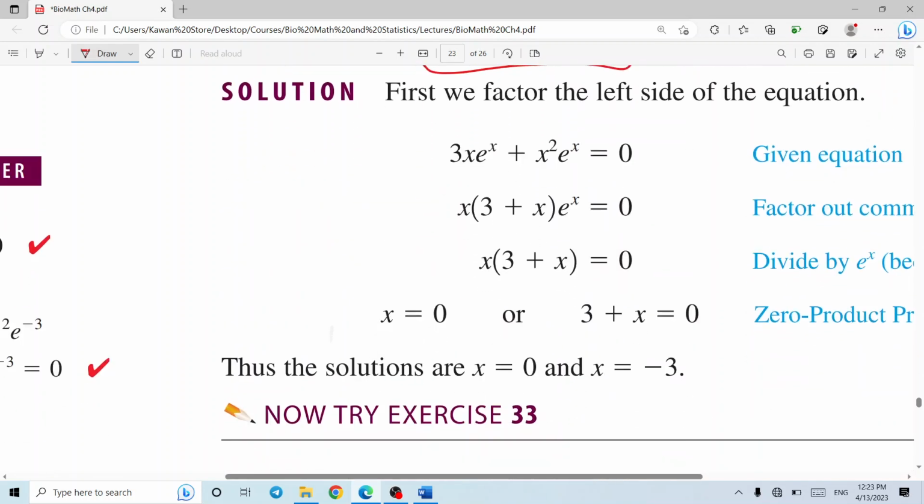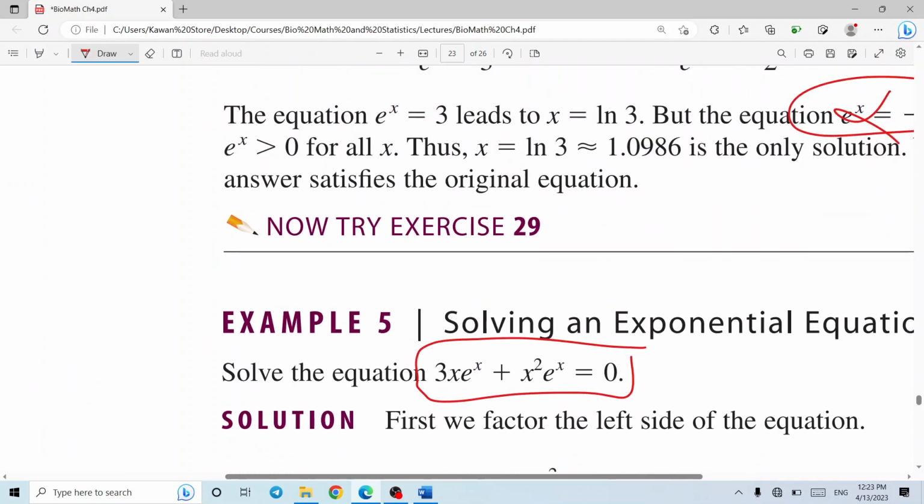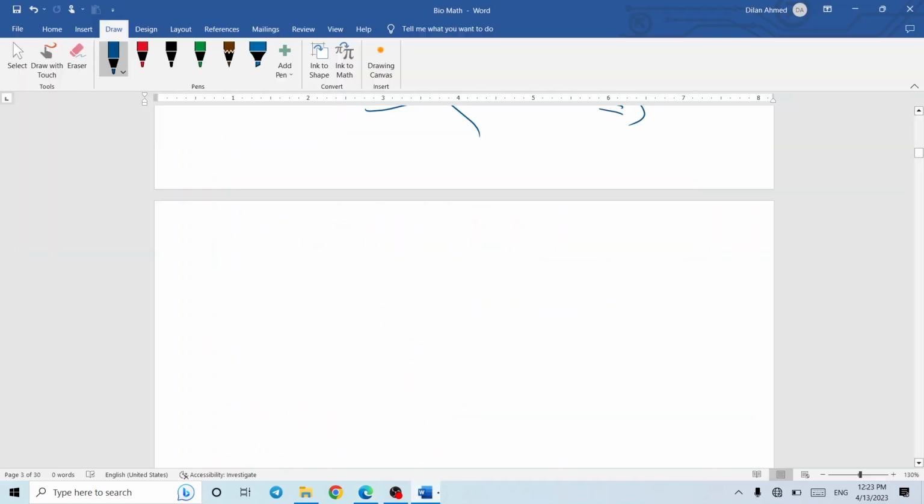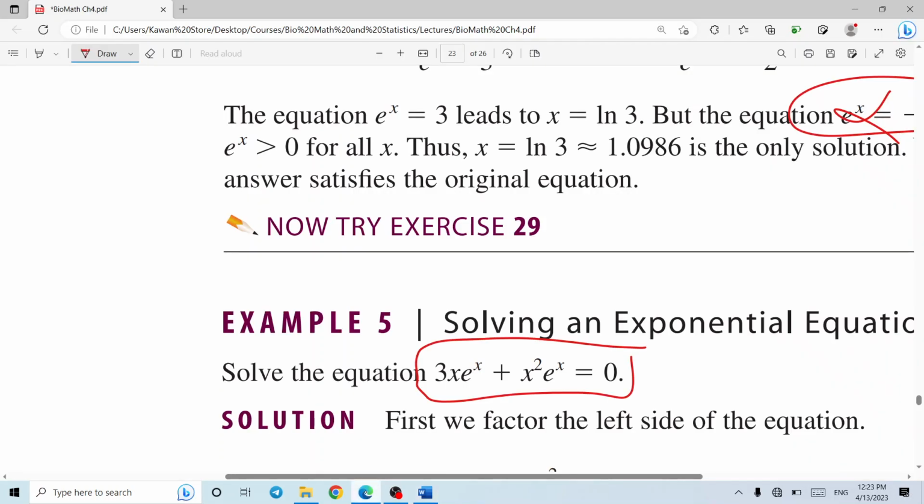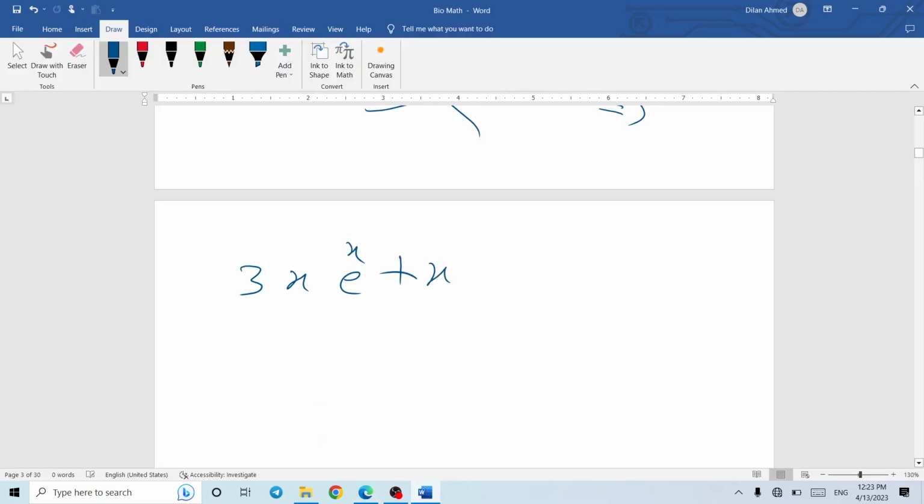3x e to power x, let me write. 3x e to power x plus x squared e to power x equal to 0. Yalla, how do we solve that one? Solve for x. I say just solve. Think about it. It's easy. It's easy, yalla.